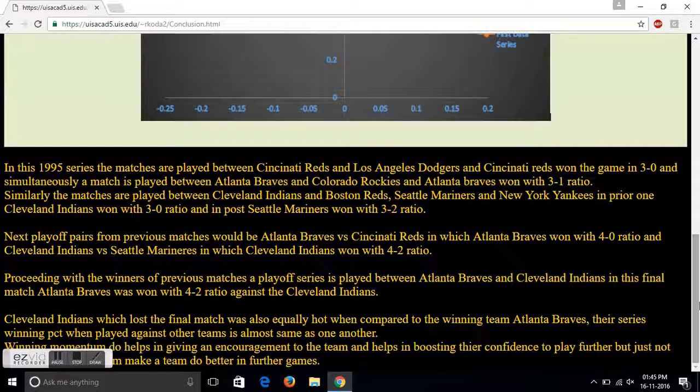At the last, we are just saying that the winning momentum does matter, but it isn't the only thing which helps the team to do better in further games. It does help in giving encouragement to a particular team, but it isn't the only thing which is responsible for the winning of the winning team.